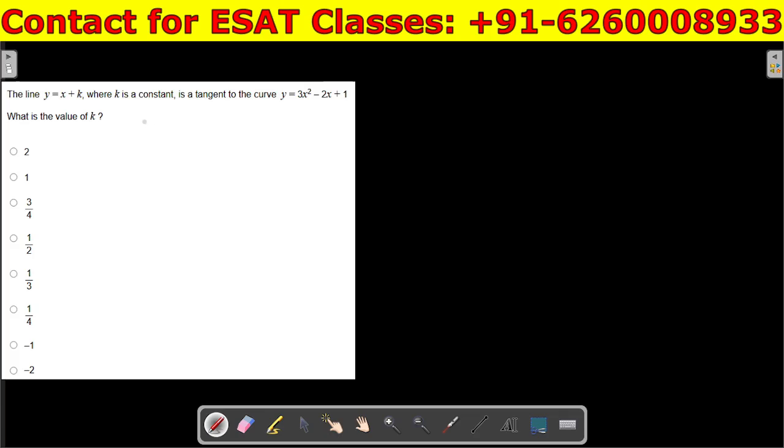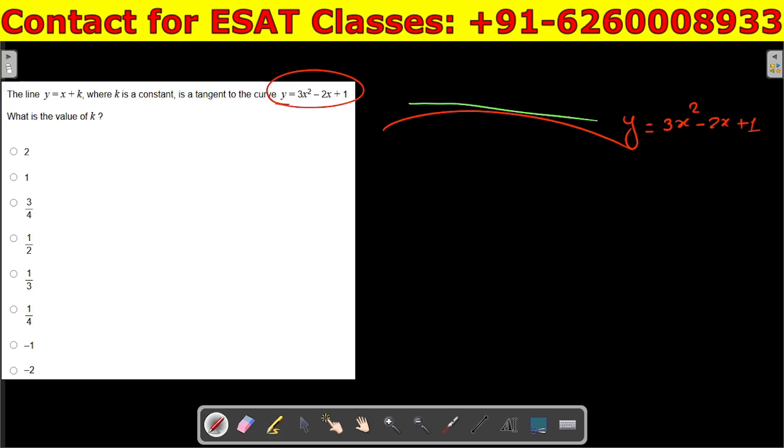This question says the line y equals x plus k, where k is a constant, is a tangent to the curve y equals 3x squared minus 2x plus 1. So if we sketch a rough diagram, let us suppose this is my curve, 3x squared minus 2x plus 1, and we have a tangent to this curve. Let me draw it in a better way. Let us suppose this is a tangent and its equation is y equals x plus k.